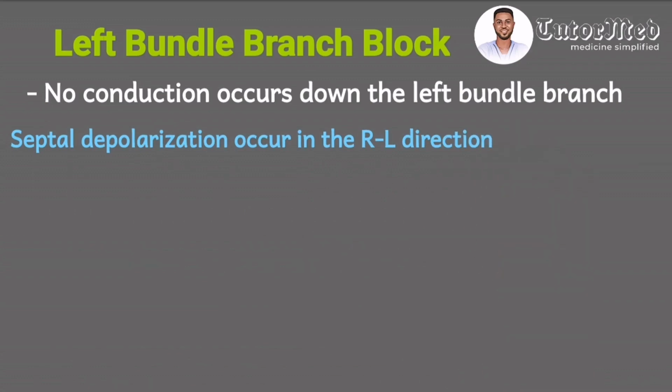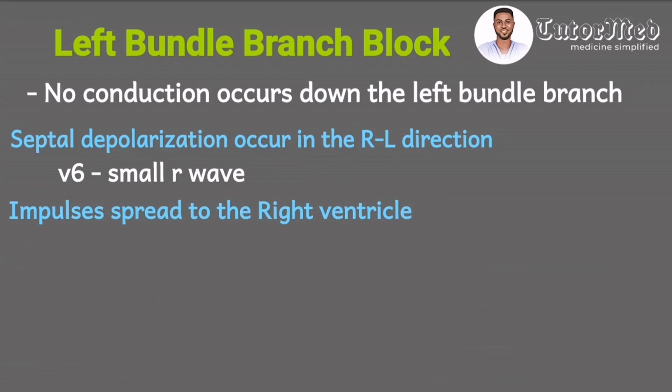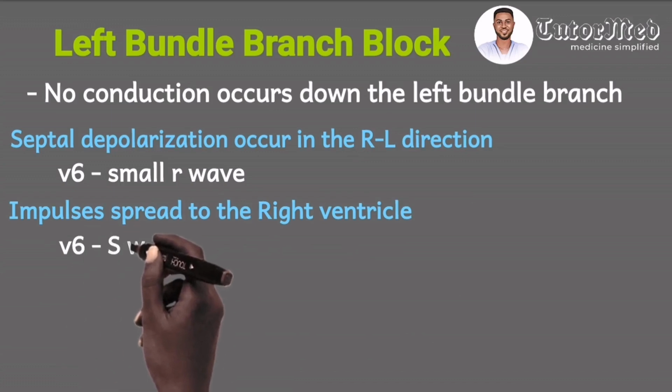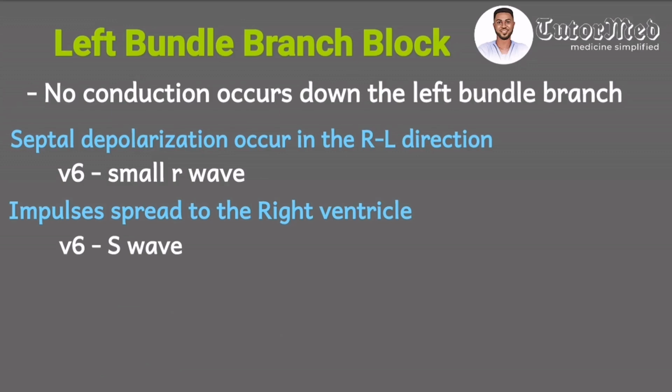Now recall V6 is the best lead to use in the evaluation of left bundle branch block, and so since the septal depolarization is now moving from right to left, V6 will record this event as a small positive R wave. Then, because there is a block in the left conduction pathway, impulses spread to the right ventricle first. Now V6 records this as a negative wave, which is an S wave, because V6 is a left-sided lead viewing depolarization in the right ventricle, and so it will be moving away from it.